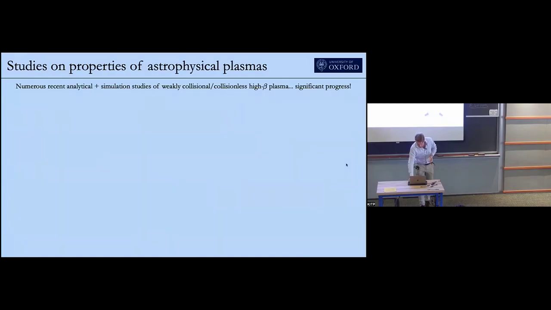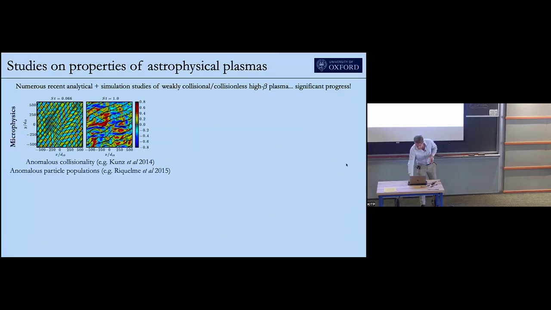Well, particularly in the last few decades, there have been quite a number of both analytical and now numerical studies of the properties of weakly collisional and collisionless plasmas exploring this complicated interplay. And I think it's fair to say that there has now been very significant progress in understanding what's going on here. So in terms of the microphysics, we now know that these instabilities typically give rise to anomalous collisionality, and can also give rise to anomalous particle populations, for example, groups of particles which are trapped and then others can stream around the plasma, some other ones cannot.